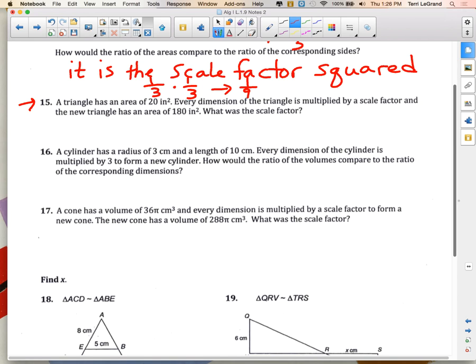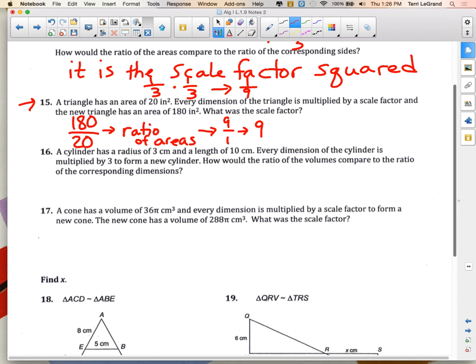Maddie? 180. 180 divided by 20. Okay. So what would this really be called when we put 180 over 20? What are we setting up? What is that? Ratio of what? Area. Yeah, ratio of areas. That's what we are finding here, aren't we? Well, can that be simplified? 180 over 20. Anybody know what that simplifies down to? 9 over 1, which becomes 9.